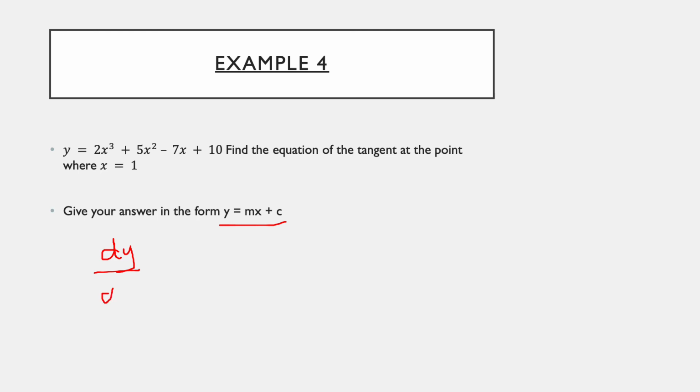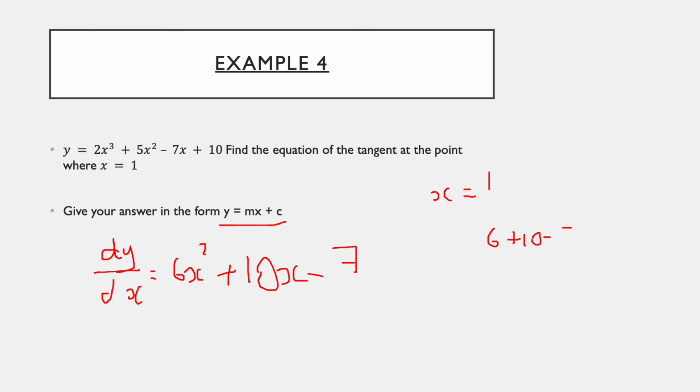So dy by dx is going to become 6x squared plus 10x minus 7. Okay, substituting in x equals 1 into dy by dx, I'm going to get 6 times 1 squared, which is 6, plus 10, subtract 7, which is going to be 16 minus 7, which is equal to 9.